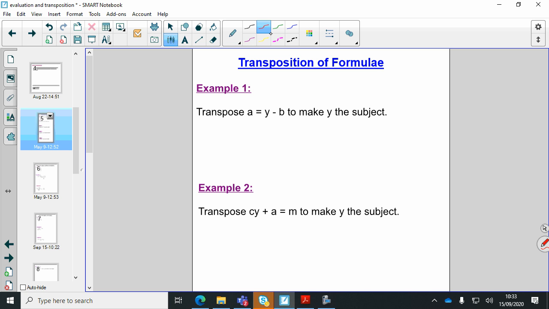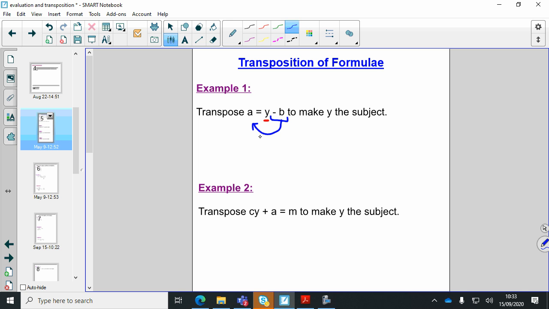At the moment, a is the subject because a is by itself. So what we want is we want y to be by itself. Now, the thing that is stopping y being by itself is the b. Okay, so what we have to do is bring across this b to this side of the equals. Now, when we bring something across to the other side of the equals, we have to do the opposite of what it's doing on the current side.